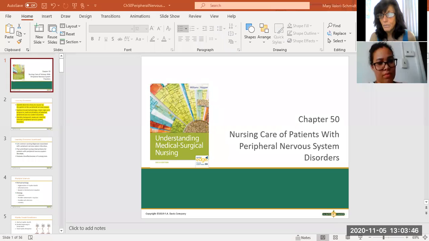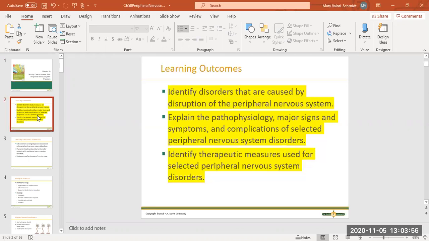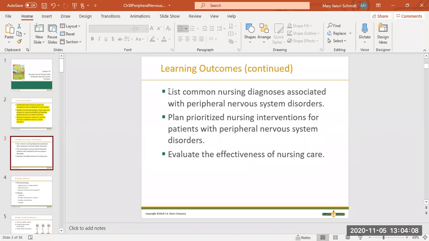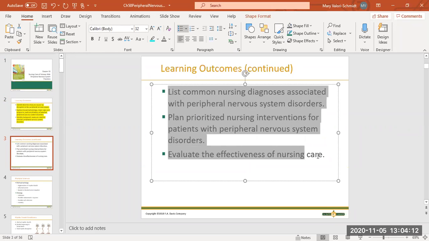and I'm going to get rid of our faces. So here we go. Chapter 50 is about nursing care of patients with peripheral nervous system disorders. So what are we going to do? We're going to talk about the disorders that are caused by a disruption of the peripheral nervous system, explain what goes wrong, the pathophys, signs, symptoms, complications, therapeutic measures that are used. We'll also talk about the nursing diagnoses and nursing interventions that are associated with these diseases.